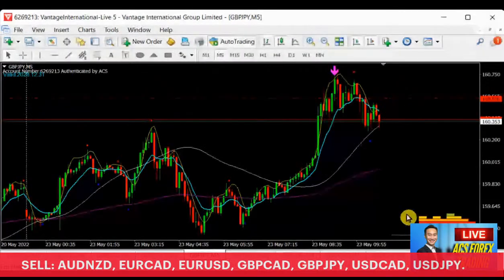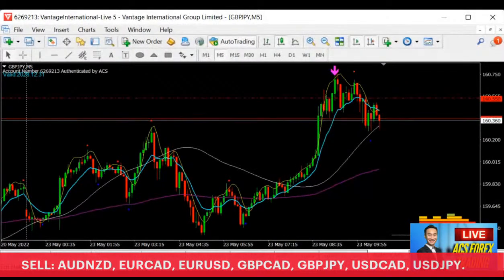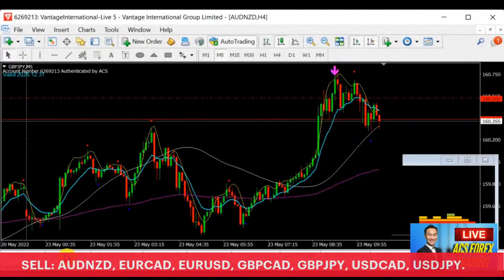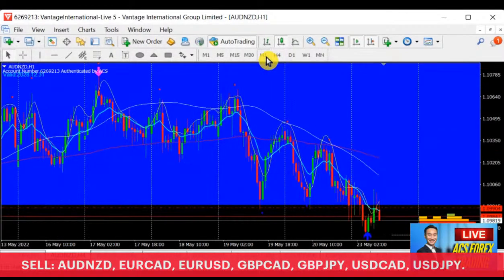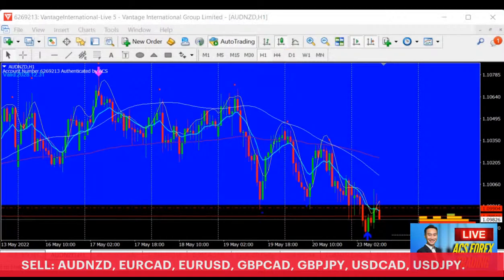We still have plenty of time to go. Stay calm while we are trading. Aussie Kiwi, earlier on I was talking about Aussie Kiwi. So Aussie Kiwi over here.